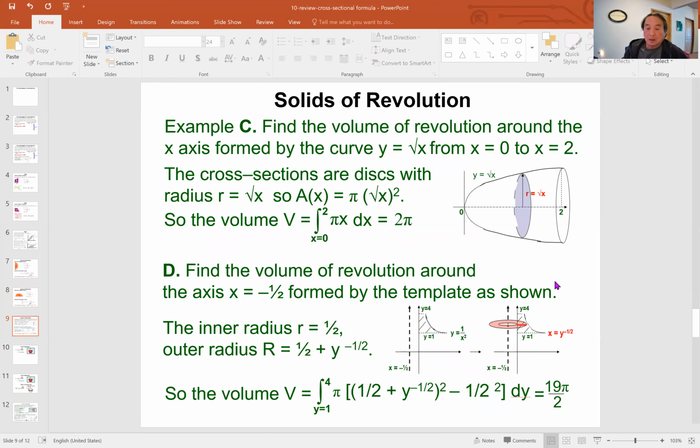Here are two examples. One is example C, a type 1 area spun, and example D utilizes spinning a type 2 area. Notice in D, the cross-sectional area is a ring. It's a washer, so this is also called the washer method.